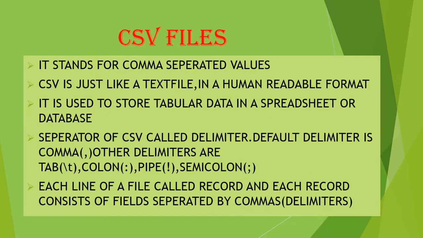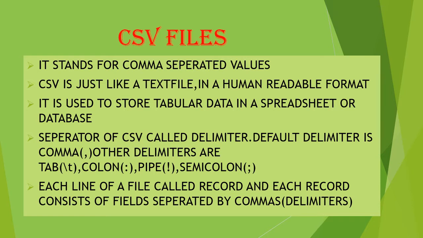We are going to discuss CSV files. So what is a CSV file? The full form of CSV is comma separated values. We can say that it is just like a text file, which means it is in human readable format, and the data is stored in the form of tabular data in spreadsheets or databases.